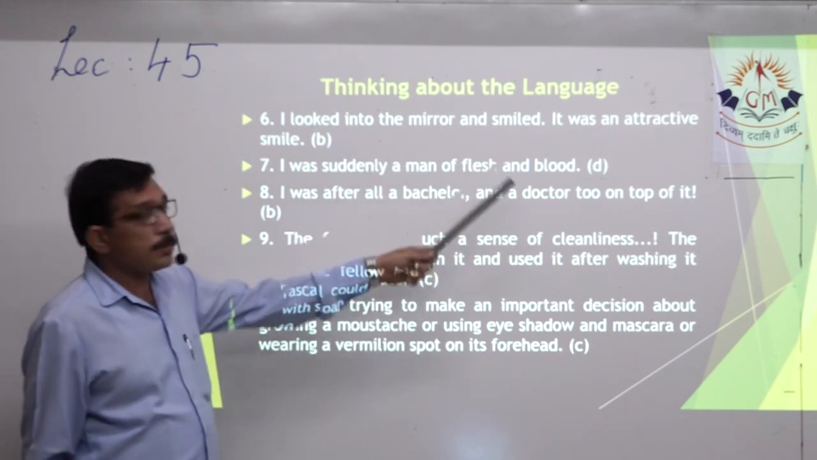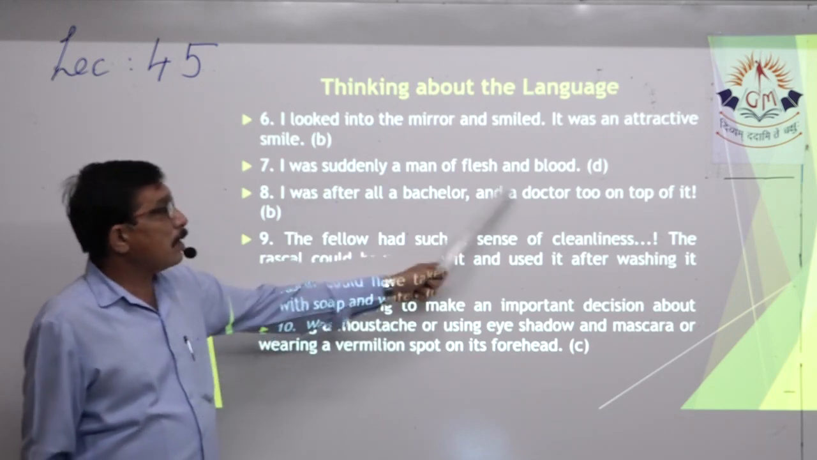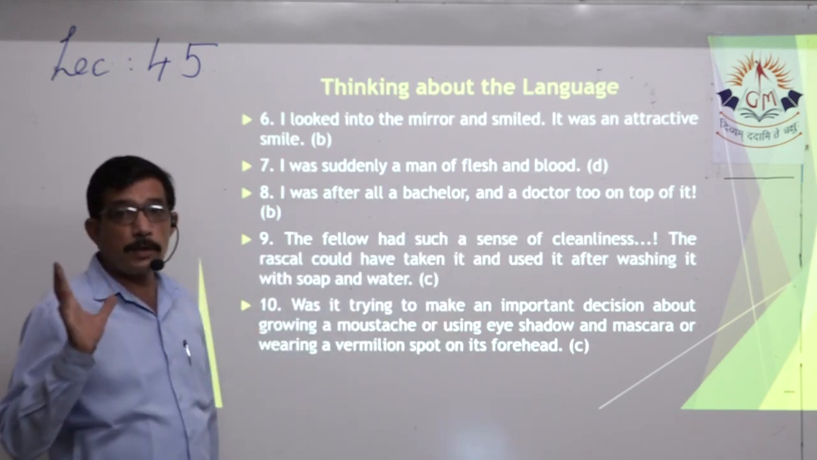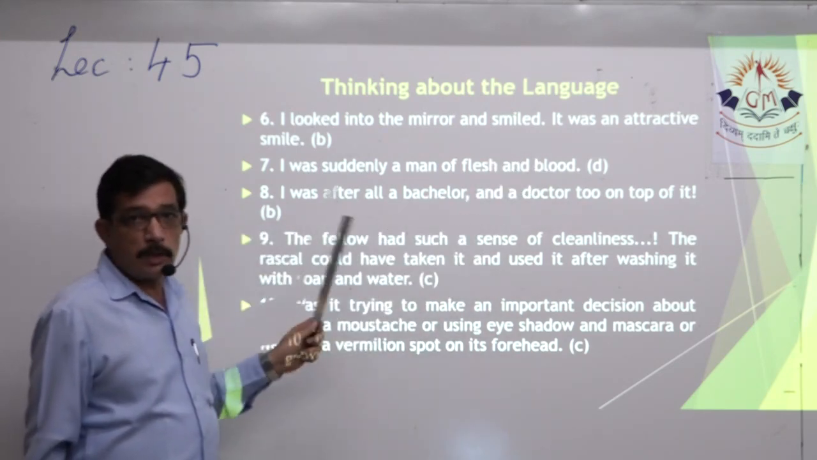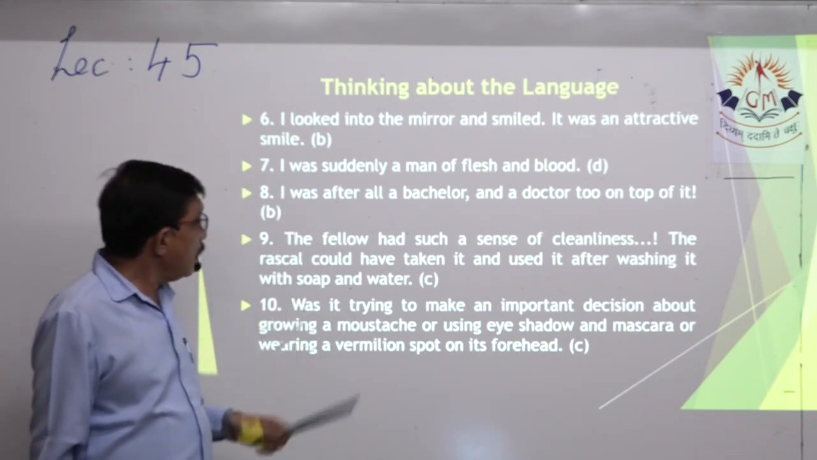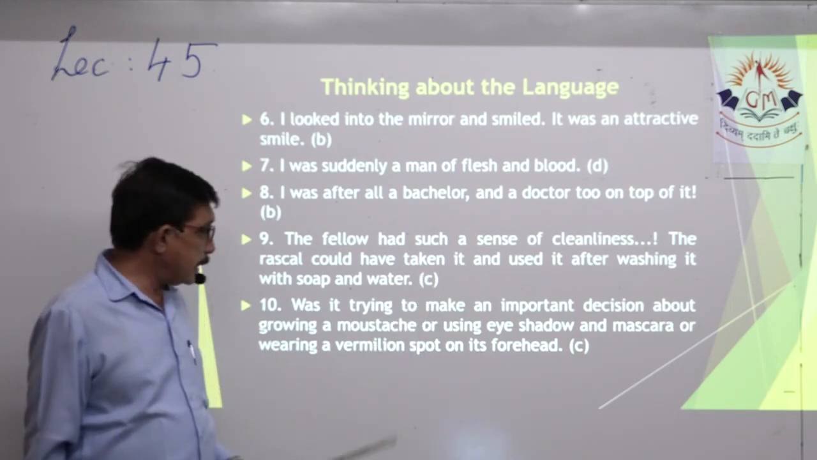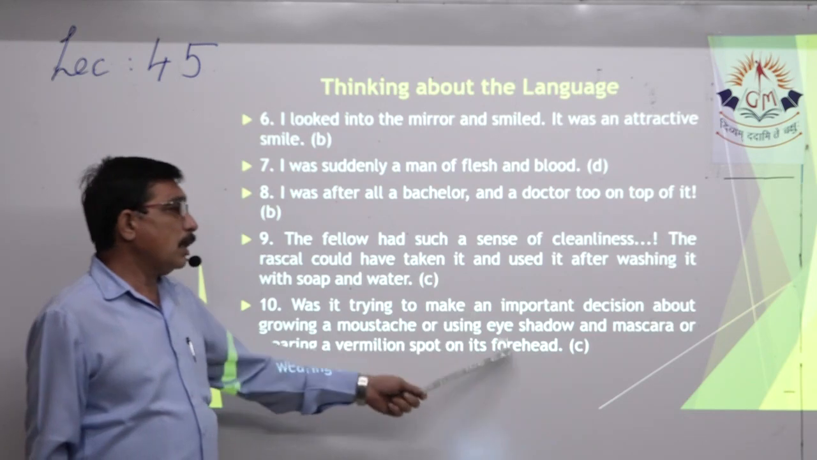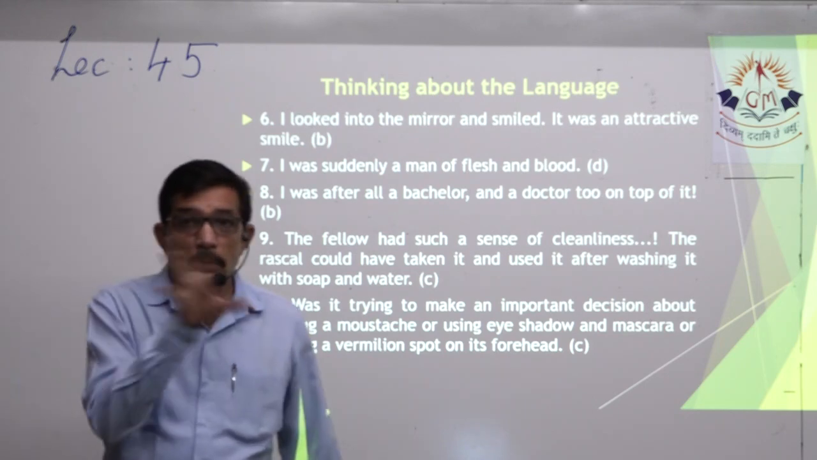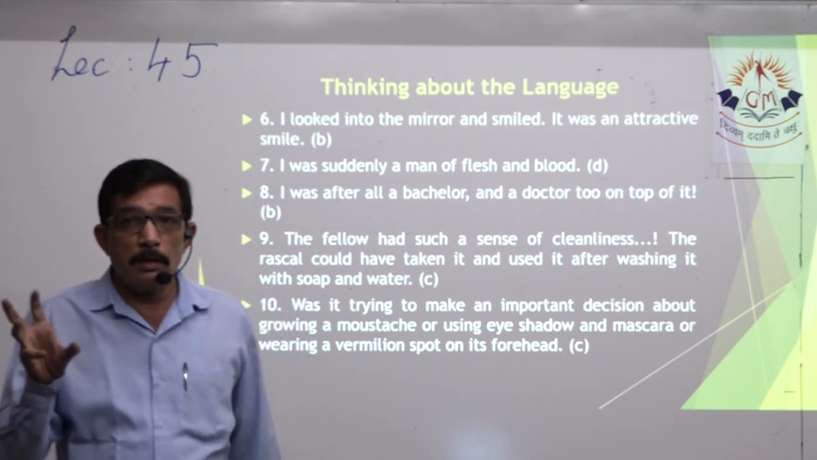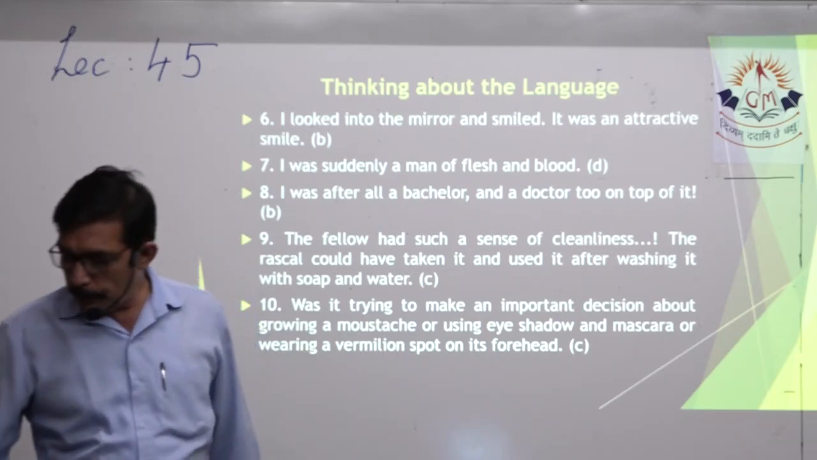"I looked into the mirror and smiled." Of course it is B, that is, he is proud of himself. "I was suddenly a man of flesh and blood, no longer afraid of the snake." So you can write D over there. "I was after all a bachelor and a doctor." That means he is proud of himself. That is B. "The fellow had such a sense of cleanliness." It's really a humor that is telling. "And was it trying to make an important decision?" Again, it is humor that comes in between the fear and is afraid of the snake. Even in that type of situation, he is able to create humor.